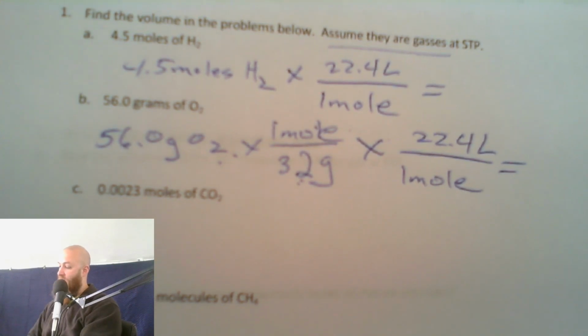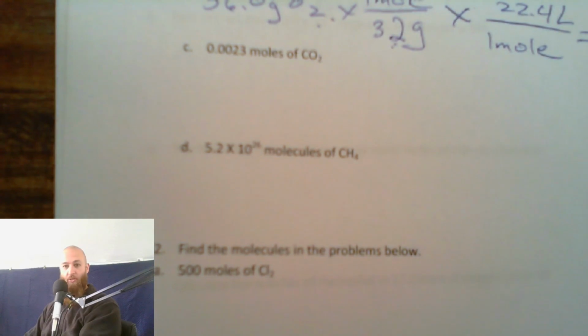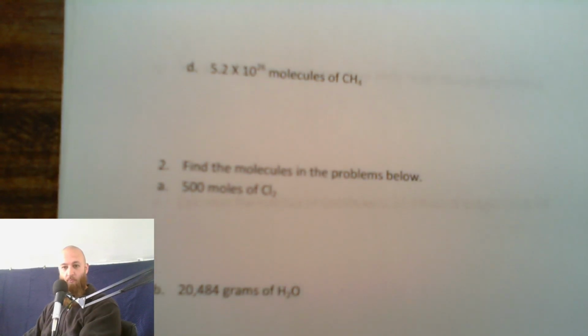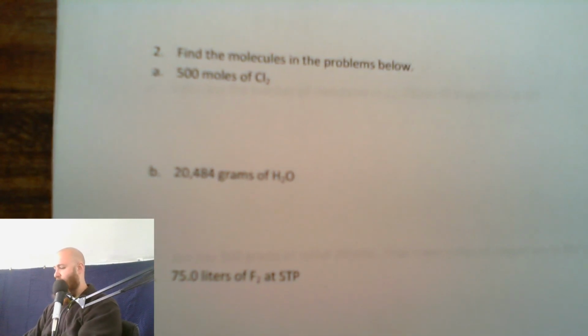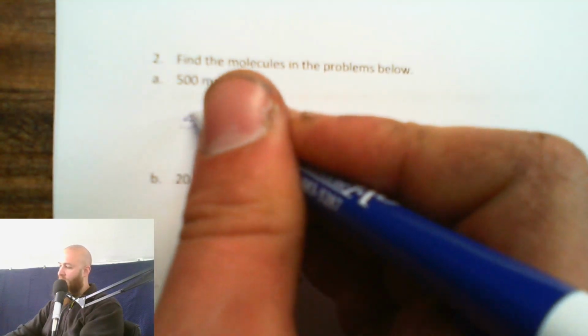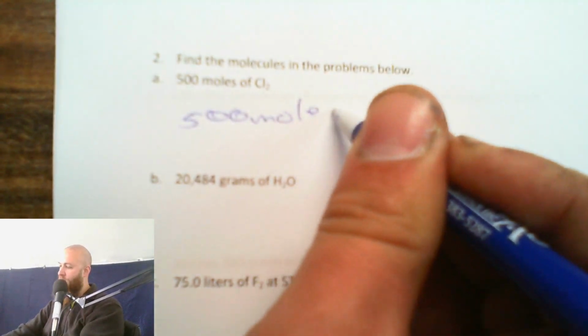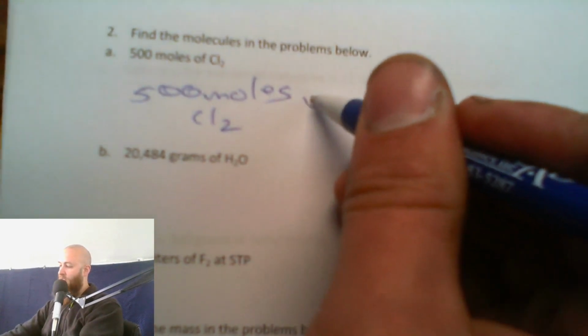So that's that. Let's go down to number 2, where it says find the molecules in the problems below. Yeah, there it is, right? Number 2. Find the molecules in the problems below. Okay, let's do letter A. 500 moles of Cl2. Now, it's only 1 sig fig, so we have to be aware of that. Let's get rid of moles.